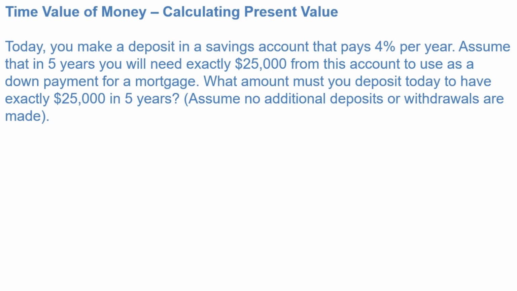Today, you make a deposit in a savings account that pays 4% per year. Assume that in 5 years, you will need exactly $25,000 from this account to use as a down payment for a mortgage. What amount must you deposit today to have exactly $25,000 in 5 years? Assume no additional deposits or withdrawals are made.